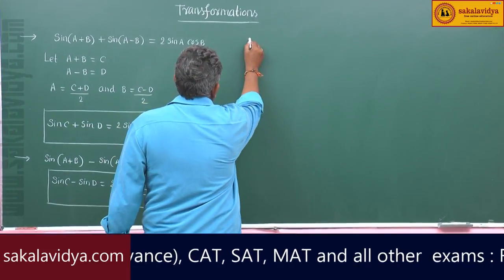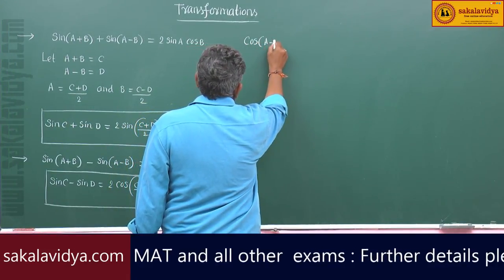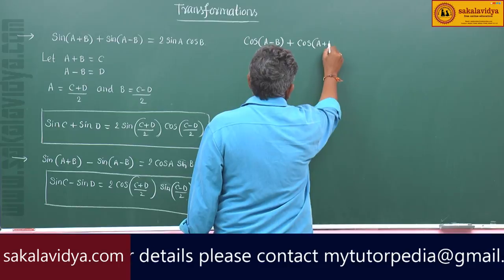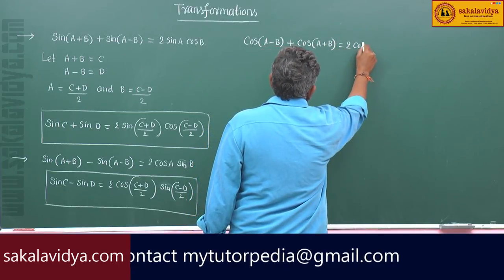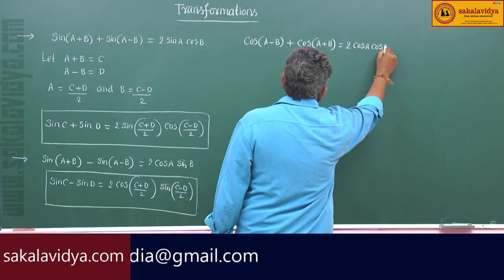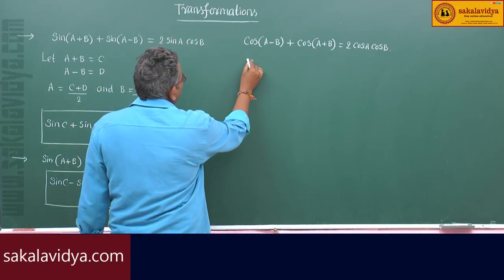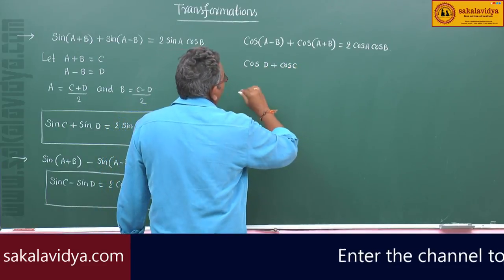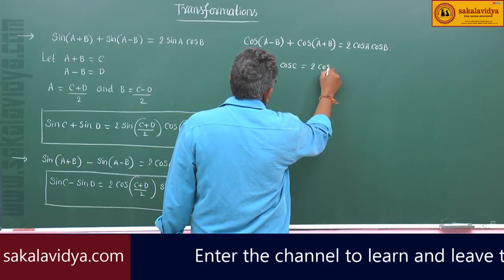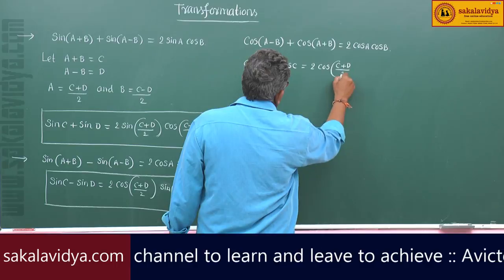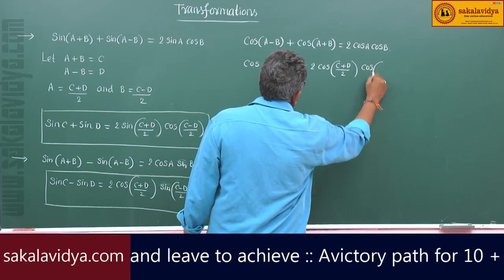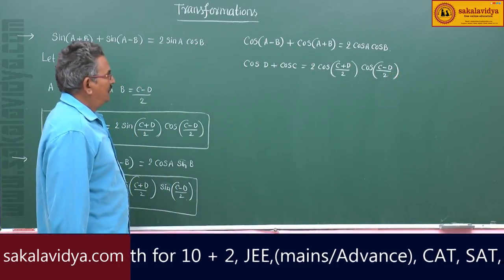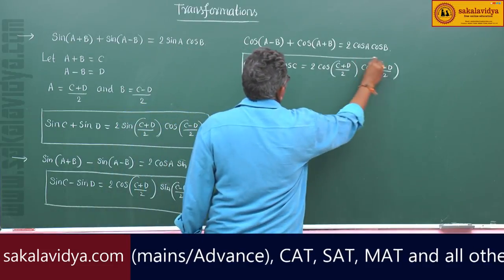We know that cos of a minus b plus cos of a plus b equals 2 cos a cos b. Now we can write cos d plus cos c equals 2 cos of c plus d by 2 and cos of c minus d by 2. So this is the cos c plus cos d formula.